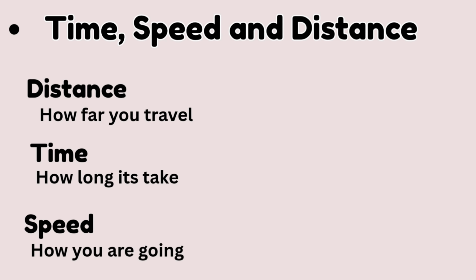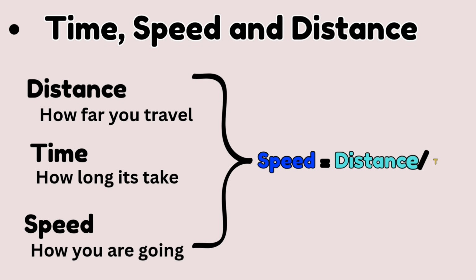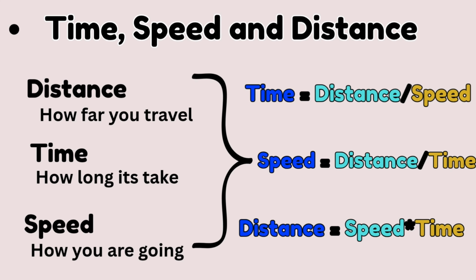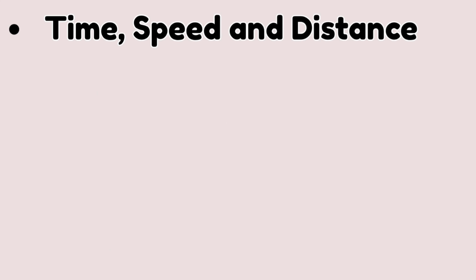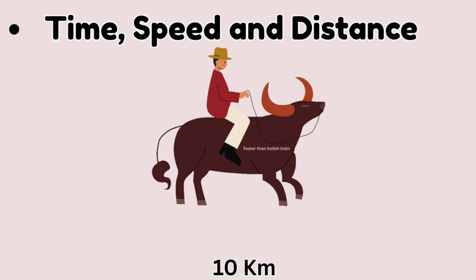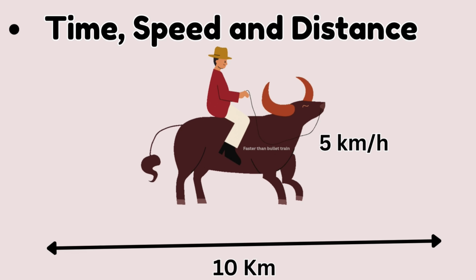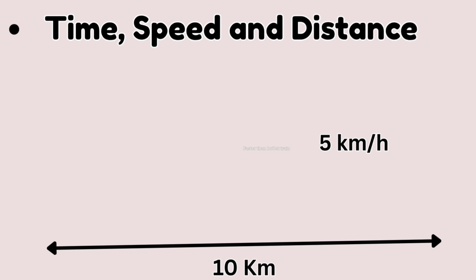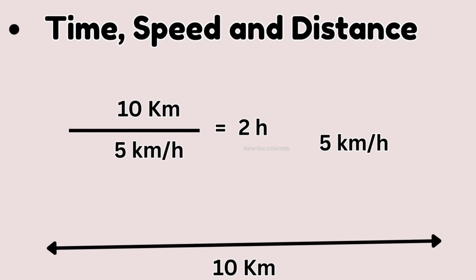These 3 are connected by a simple formula: speed equals distance divided by time. Want to find distance? Multiply speed and time. Time equals distance divided by speed. Let's say you're riding your bike 10 kilometers at 5 kilometers per hour. How long will it take? Using the formula, time equals 10 divided by 5, which is 2 hours. The faster you go, the less time you take.